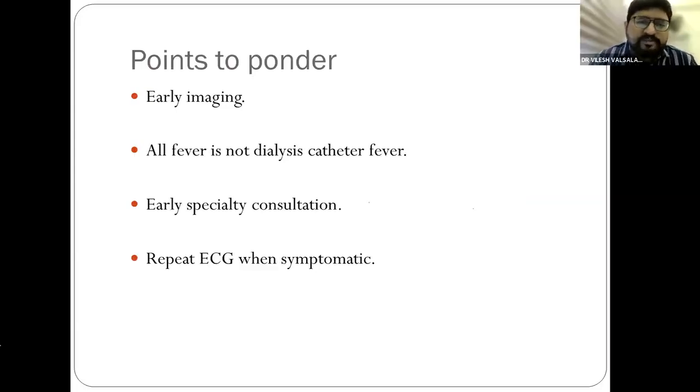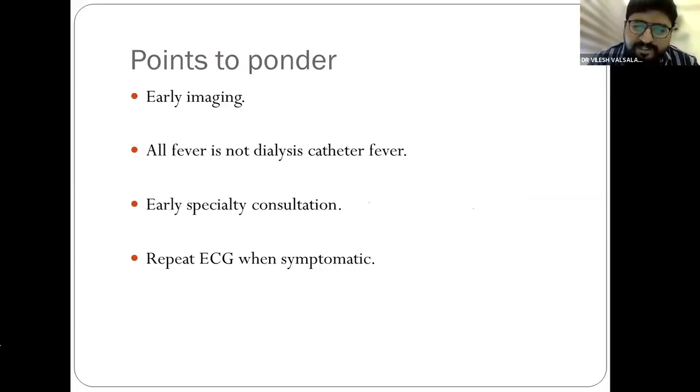So what are the things we learned from this case, the points to ponder? Here what was important was that if the patient had allowed an X-ray early, we could have found the dilated heart, and that would have guided us in one direction. One more important thing is that not all fever is dialysis catheter fever. If a patient has a perm cath or a catheter in place, it does not mean that the fever is because of that. There can be many other causes of fever in the same patient.